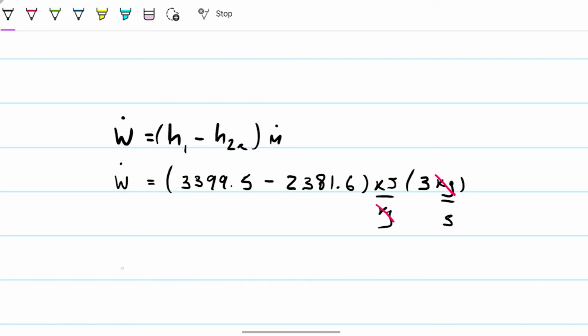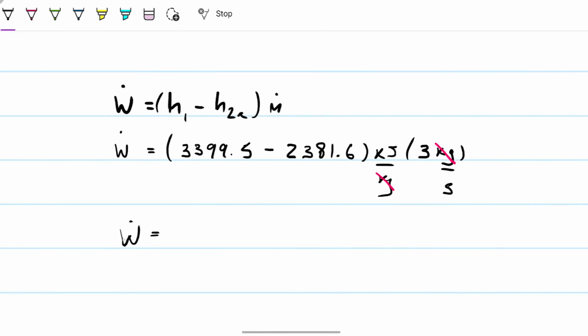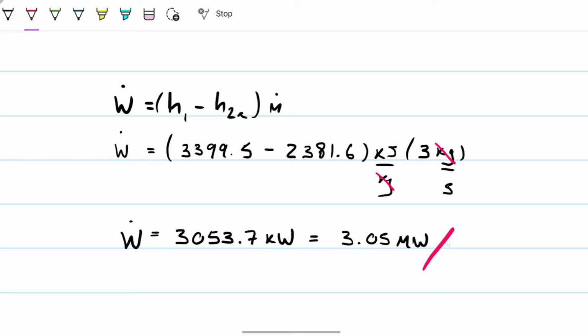So this guy turns out to be 3053.7 kilowatts, right? The answer that we saw in the beginning is already in kilowatts. I would probably go ahead and do this as 3.05 megawatts. Okay, either way, obviously, same thing, your call. That's the answer, part 2.